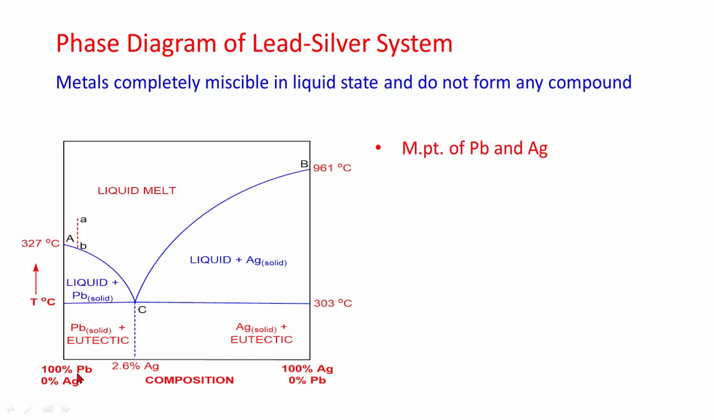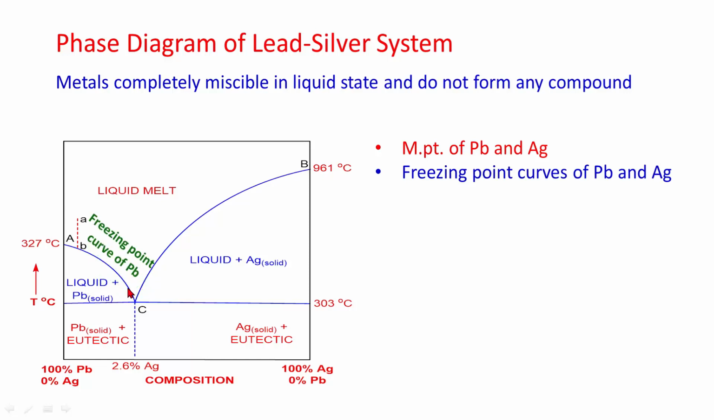This is 100% lead, and if we heat the lead, it will melt. The melting point of lead is 327 degrees centigrade. This is 100% silver. If we heat the silver, silver will melt at 961 degrees centigrade. So this is the melting point of silver.